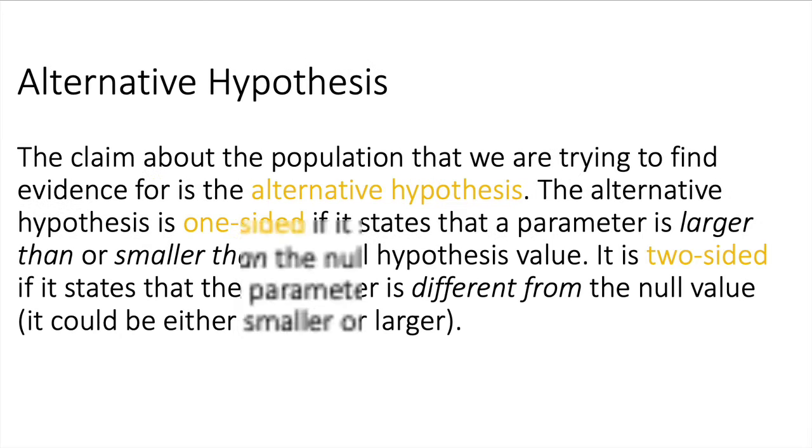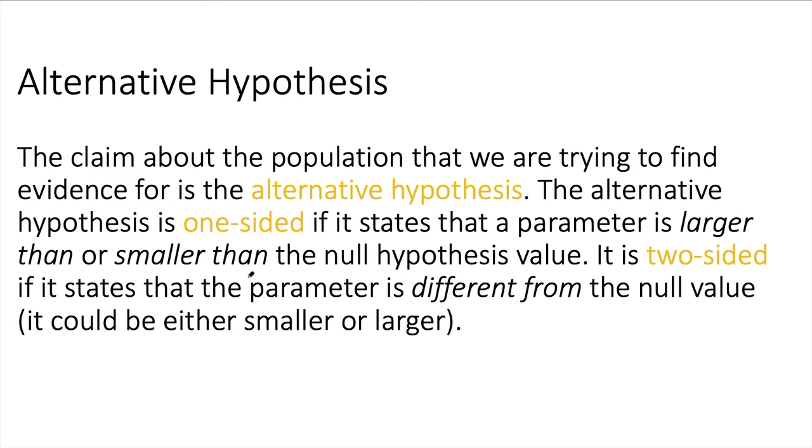The alternative hypothesis is the claim that we're trying to find evidence for. We'd like to know if we have evidence for some type of a difference, whether we're specifically looking for a larger or a smaller mean or proportion, or just some difference. That's going to be our alternative hypothesis. We have two types of alternative hypotheses. We have what are called one-sided hypotheses, and this is where we're looking for evidence that the parameter is specifically larger than or specifically smaller than the null hypothesis value.